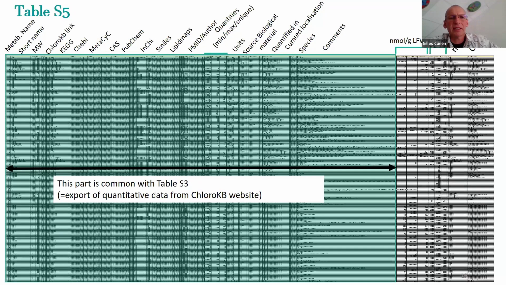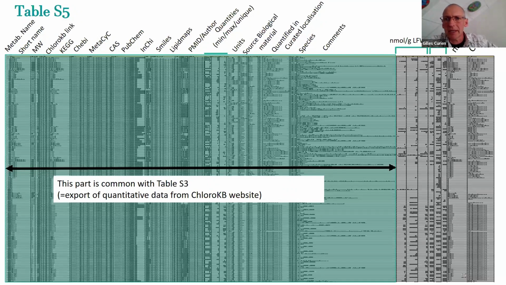For example, if people started from roots, or from leaf, or from isolated chloroplasts or thylakoids, you have information on where it was quantified, whether in a certain tissue or a certain subcellular compartment. And finally, you have a curated localization. This is something that's introduced manually in ChronoKB. For example, it says that this metabolite, let's say phosphoglycolate, is only in the stroma.